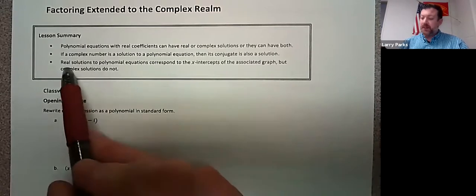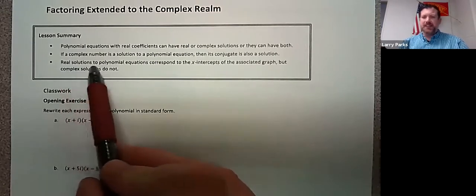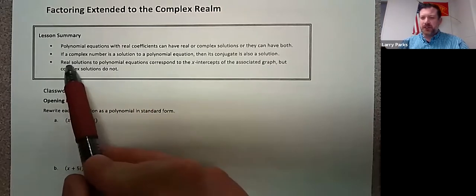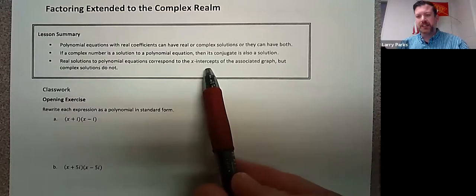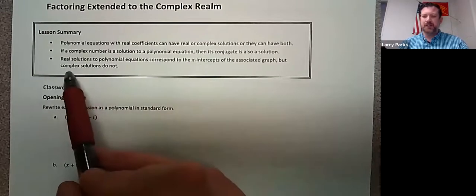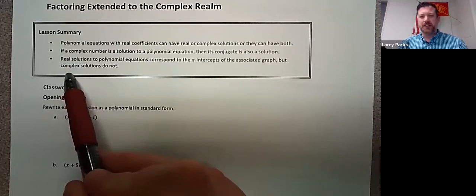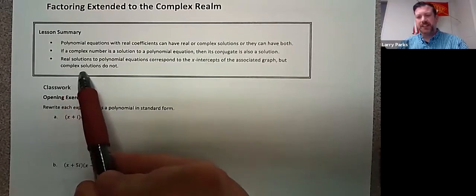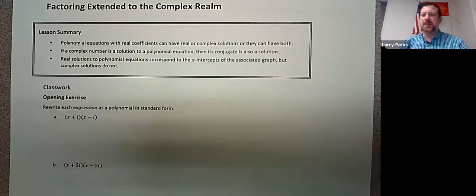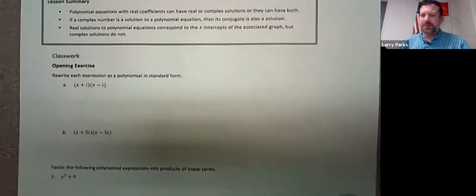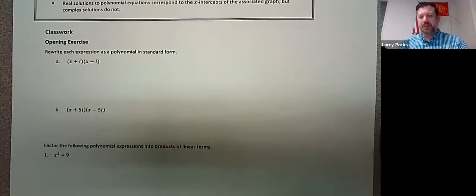And then this basically says that if they are real solutions, you could just look to see where they cross the x-axis. Those would be called x-intercepts. But if the solutions are complex, you can't see where they cross the x-axis. And so what I want to start with before we get into today's lesson is a little review. And this is from a couple units ago.